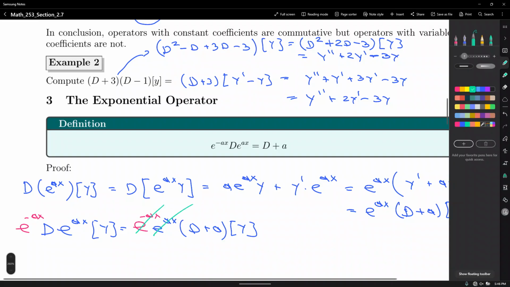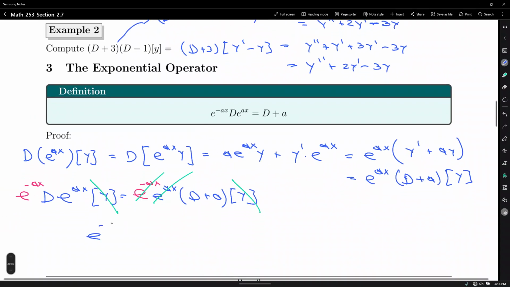Okay, so we may go ahead and simplify some factors here. Cancel these two. Actually, we can divide out the y's, and that's going to leave us with e to the negative ax d e to the ax equals d plus a. And that's what we wanted to show. Well, of course, you guys are not responsible for memorizing or knowing these proofs. I just want to derive the results to make connections with linear algebra, with how operators work as well. The point here is to know how to use this operator in practice by solving differential equations.